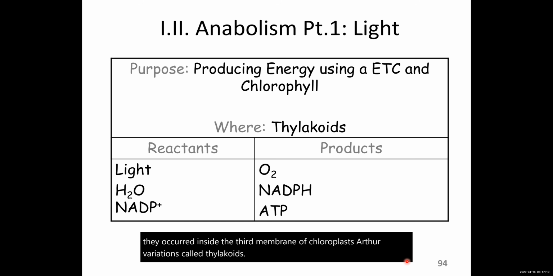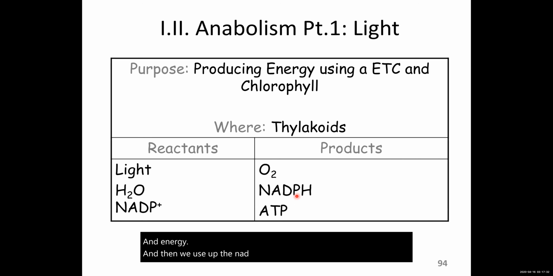And so the inputs here are light, water, and a variation of our energy carriers called NADP, or NAD phosphate, if you will. So what happens here is that we'll use sunlight and water as a way to generate oxygen and energy. And then we use up the NADP feature.